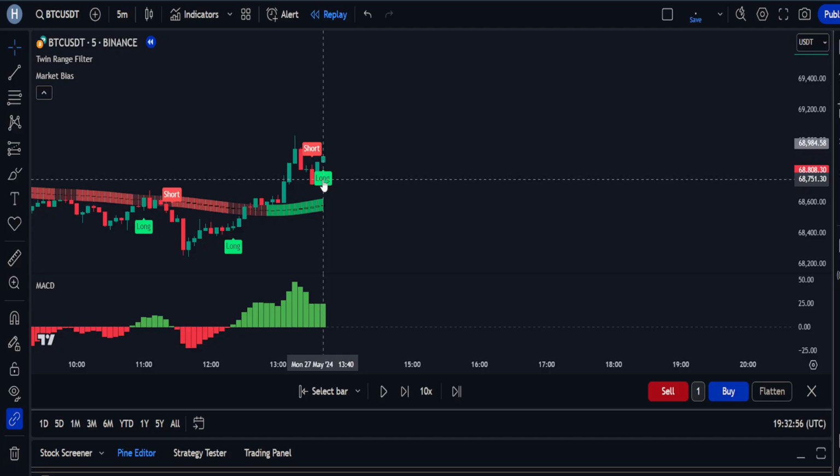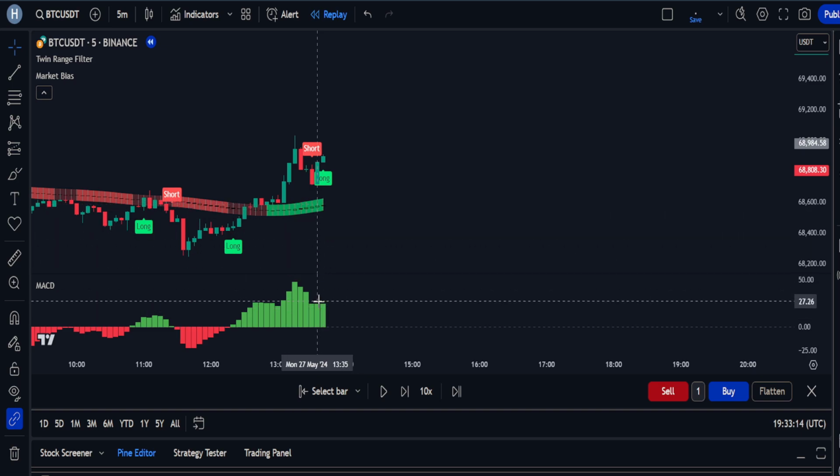So for a buy trade to be valid, first of all, we want the twin range filter to give a buy signal like this. After that, we will confirm this indicator with the help of the market bias indicator. The market bias indicator needs to be green in color, just like it is here. This, as we know, indicates an overall bullish trend.